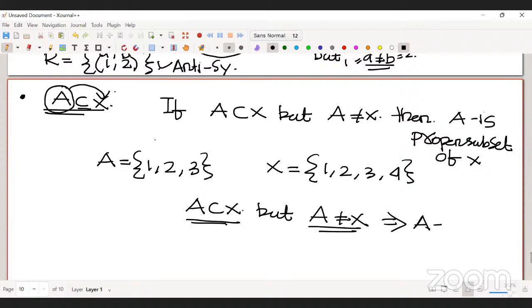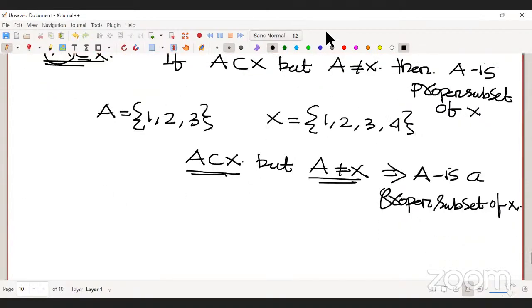So you just need to check one condition. If A is not equal to X, then you are done. Then A is a proper subset of X. That is the only condition you need to check, whether your subset is equal to your original set. If the subset is not equal to the original set, then your subset is a proper subset. Doubt clear, sir. Yes. Okay. Thank you.